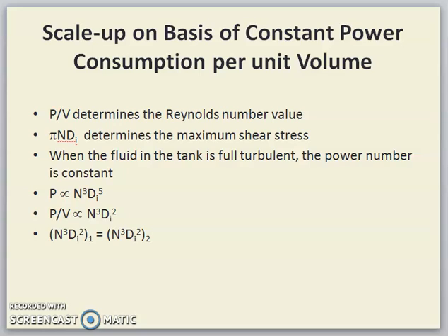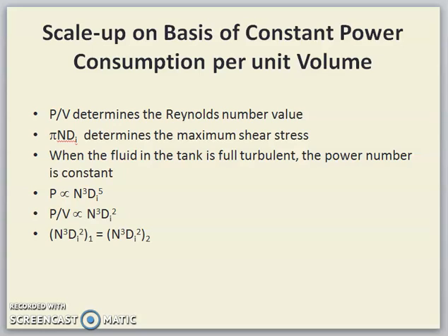The power over volume determines the Reynolds number value. Pi N Di determines the maximum shear stress. When the fluid in the tank is full, the power number will be constant. So the power will be nearly equivalent to N power of 3 Di power of 5. So P over V will be nearly equivalent to N power of 3 Di power of 2.